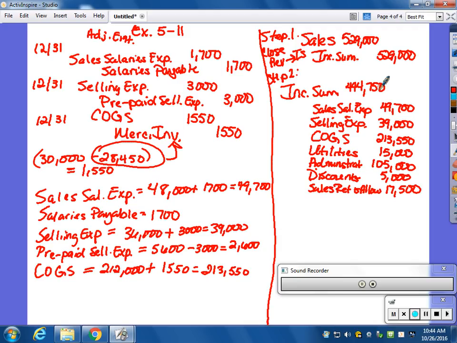Before we go on to step 3, which we know is to close income summary to capital, you have to find out what income summary is. You do that by taking revenue, sales of 529,000, and subtracting expenses of 444,750, which equals what?